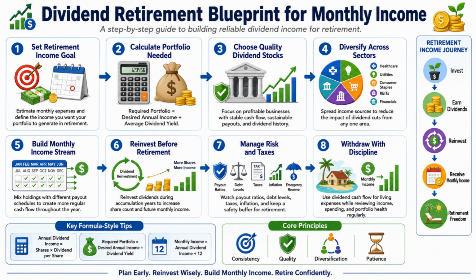It is also wise to maintain an emergency reserve. Unexpected medical bills, home repairs, market downturns, or temporary dividend reductions can place pressure on retirement income. A cash safety buffer may reduce the need to sell investments during unfavorable market conditions. This reserve can also help retirees manage irregular expenses without disrupting the long-term portfolio strategy.